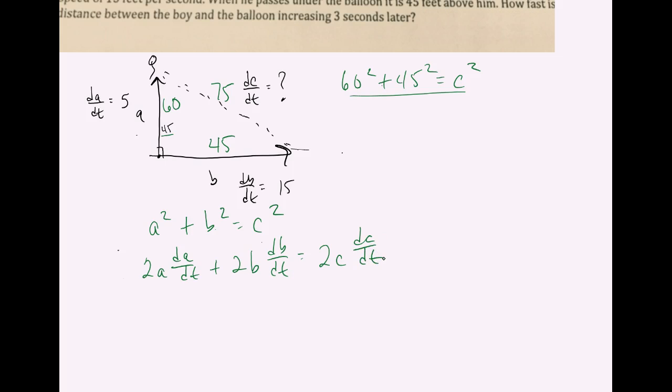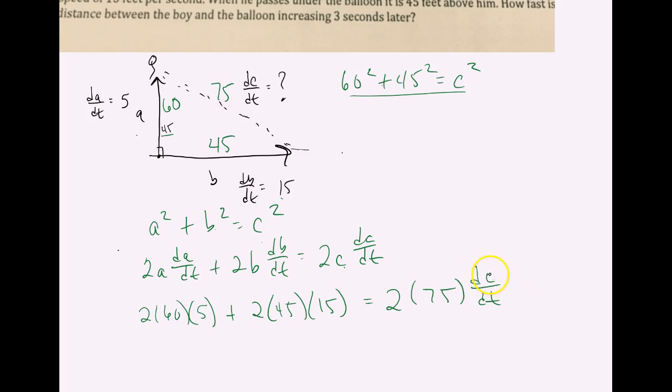And now start plugging stuff in. Okay, so for me, A was this leg. So it's going to be 2 times 60 times the rate of 5, plus 2 times 45 times the rate of 15, equals 2 times 75, which is what we just found, times the rate, which we don't know, and that's okay. We needed something to find, right? So this is what we're going to be isolating.